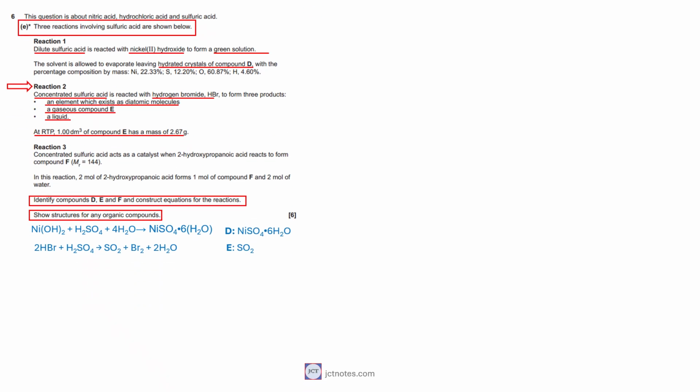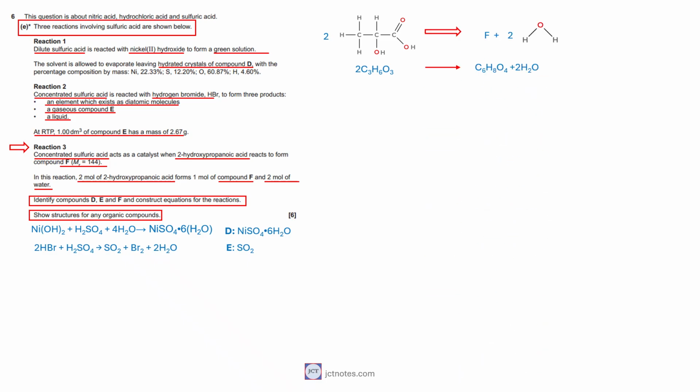In reaction 3, concentrated sulfuric acid acts as a catalyst when 2-hydroxypropanoic acid reacts to form compound F, which has a relative molecular mass of 144. The reaction shows that 2 moles of 2-hydroxypropanoic acid produce 1 mole of compound F and 2 moles of water. The molecular formula of 2-hydroxypropanoic acid is C3H6O3. When 2 of these molecules combine and 2 molecules of water are removed, compound F becomes C6H8O4. This formula gives a relative molecular mass of 144, which matches the information in the question.